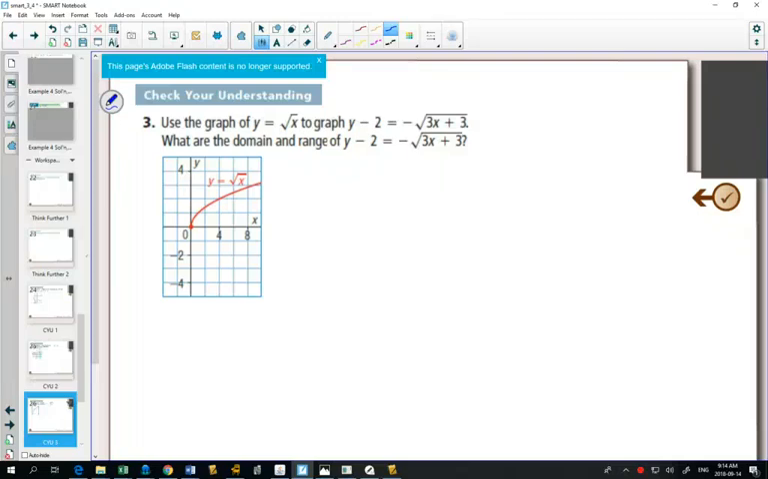So we want to use the graph of the absolute value of x. This is one of the graphs that we know, and we know some points on it, to graph y minus 2 equals negative square root of 3x plus 3. The first thing you would do in a question like this is move that 2 over to the other side.